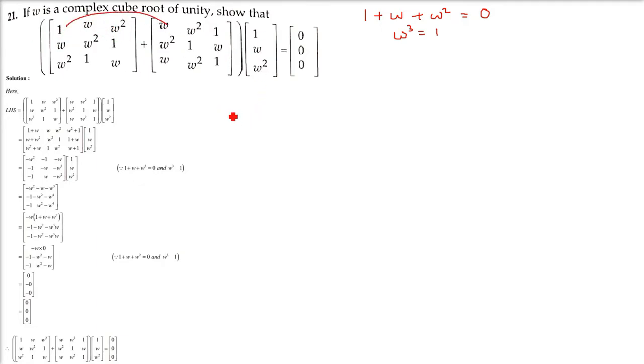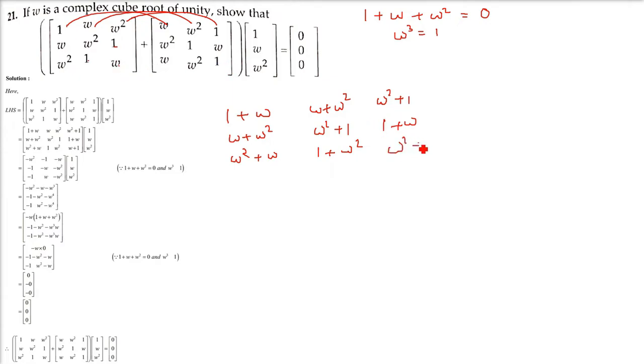So I'm adding it first. Two matrices have to be added, 1 plus omega, then omega plus omega square plus 1. Then omega plus omega square, then omega square plus 1. Then we have 1 plus omega, 1 plus omega. Third one, the omega square plus omega. Then 1 plus omega square. Then omega plus 1. Third one is omega plus 1. It is not omega square, it is omega plus 1. Okay, I'll just change it.